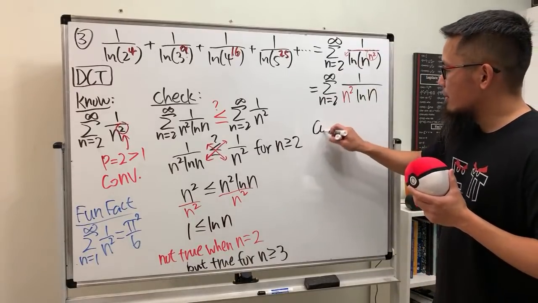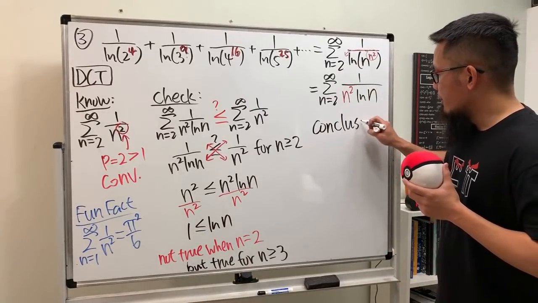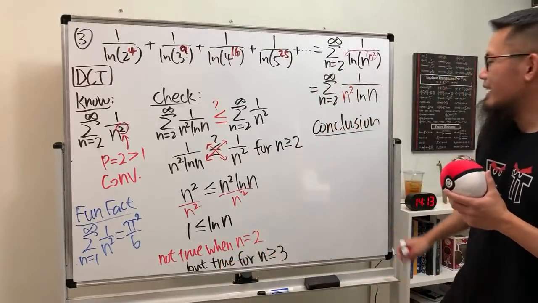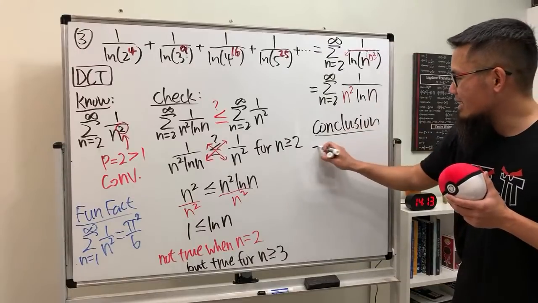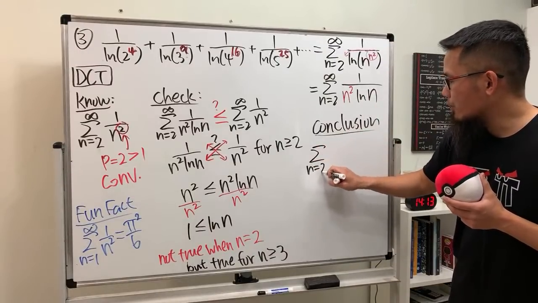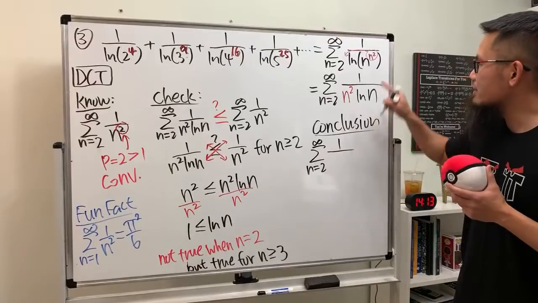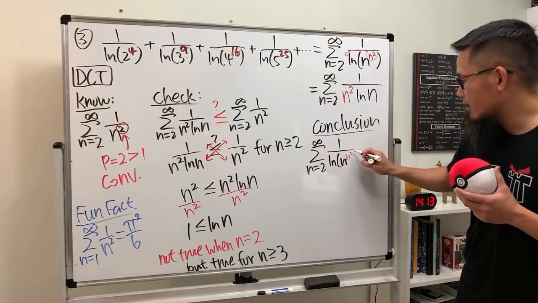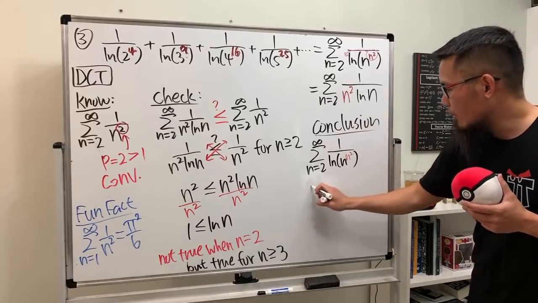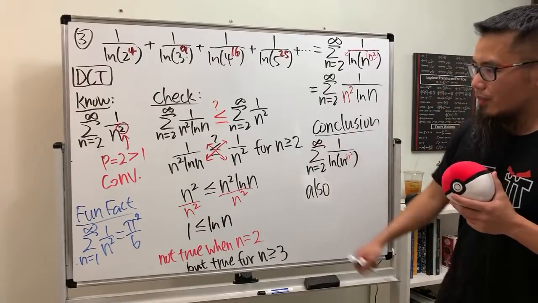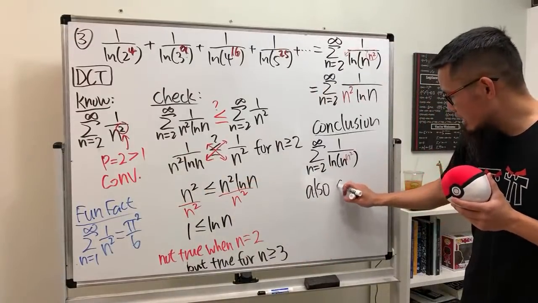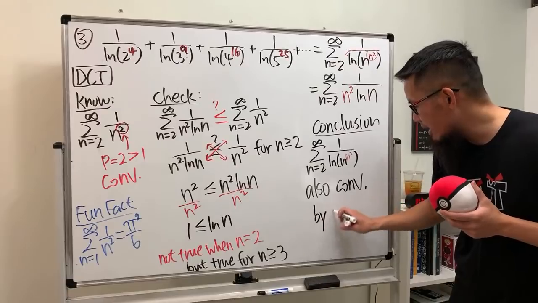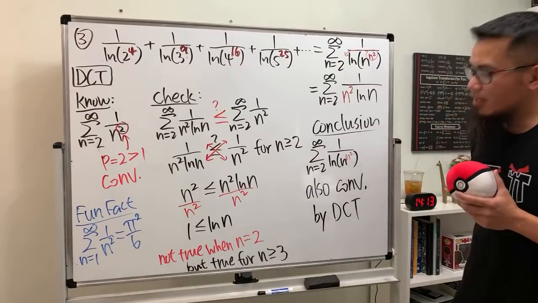Anyway though, conclusion. Again, the key is that it's true for this right here. So we can draw a conclusion. The conclusion is that the series, as n goes from 2 to infinity, 1 over, let's put down this right here because it's the intimidating looking one, this right here also converges. Why? Because we did the direct comparison test, DCT, and we are done.